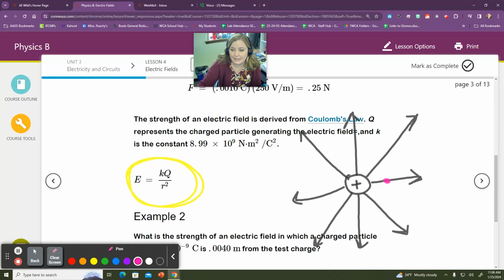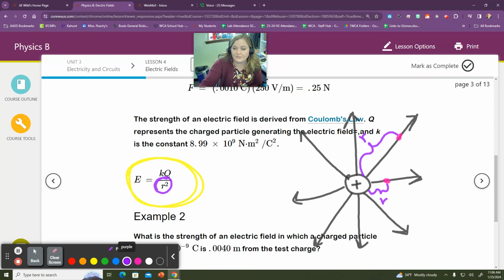If I'm right here, you're closer to it, so you feel it more and it pushes you harder. If you're way out here, it's not pushing quite as hard, right? So r squared is greater because there's a larger distance separating the charge from the test charge. This is r, and that's bigger here, and this is r, and that's smaller. If the number down here is smaller, then your electric field strength is going to be larger.